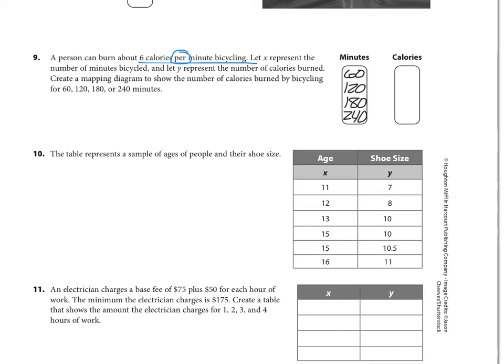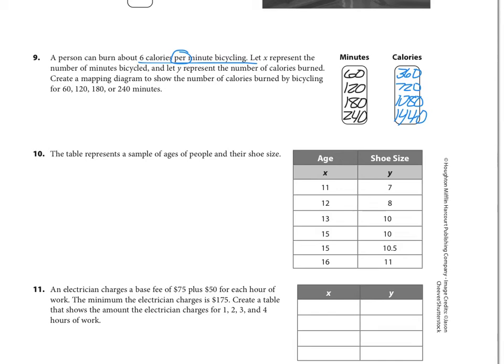But I do 60 times 6, so that's 360 calories for 60 minutes. Then I do 6 times 120, and that's 720 calories. 180 times 6 would be 1,080. And then I do 240 times 6, and that's 1,440 calories.